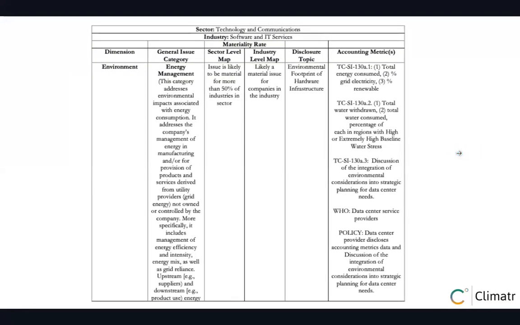Okay, yeah, so we put this here just to give us some insight as to how the process looks. For example, the startup we worked on is in the technology and communication sector, and the industry is basically software and IT.